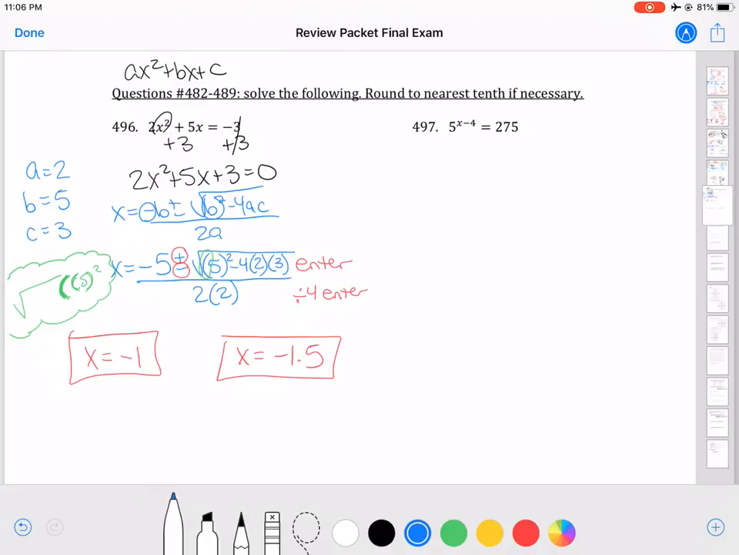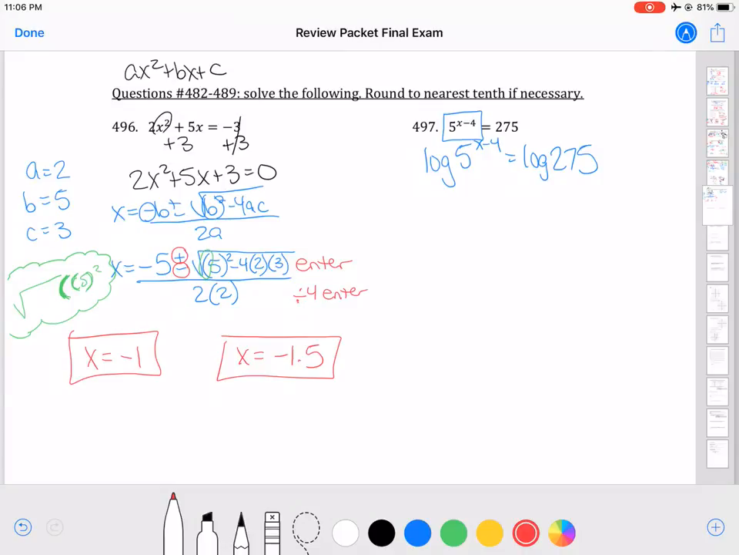All right, moving on to 497. X is up there in the exponent, which tells me this is a log problem. Now the setup for log is that there needs to be a number by itself raised to the x. 5 is by itself on the left side, so this is in the correct setup, so I'm good to start by writing the word log on both sides.